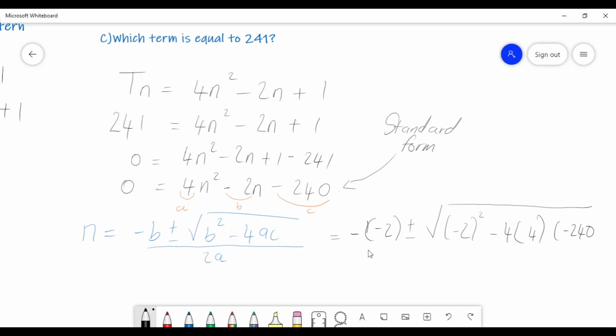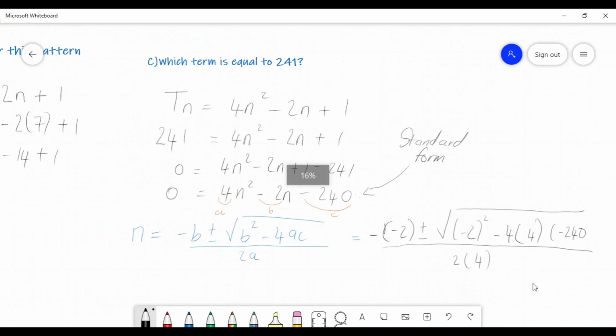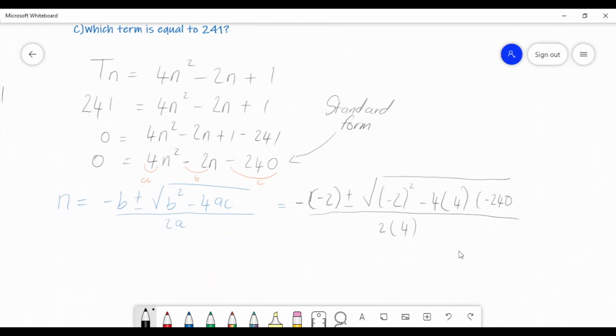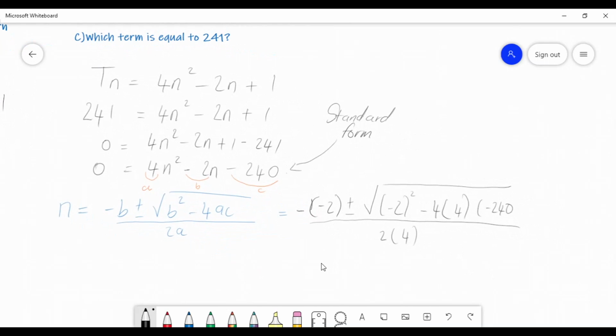All over 2a. You are simply going to punch this into your calculator. And then what do you get, guys? When you punch this into your calculator, you get that your n is equal to 8.